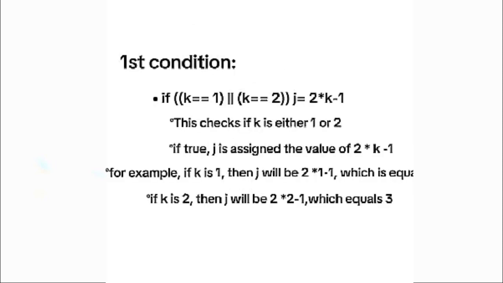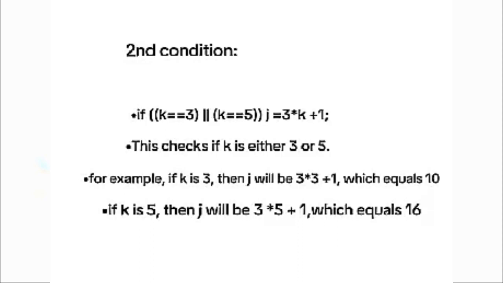So the first condition is if key is 1 or 2, calculate g as 2 times key minus 1. It checks if key is either 1 or 2. If true, g is assigned the value of 2 times key minus 1. For example, if key is 1, then g will be 2 times 1 minus 1, which equals 1. And if key is 2, then g will be 2 times 2 minus 1, which equals 3.